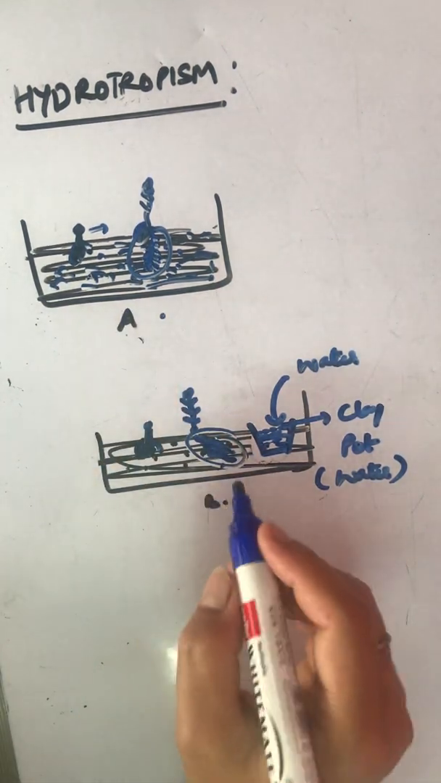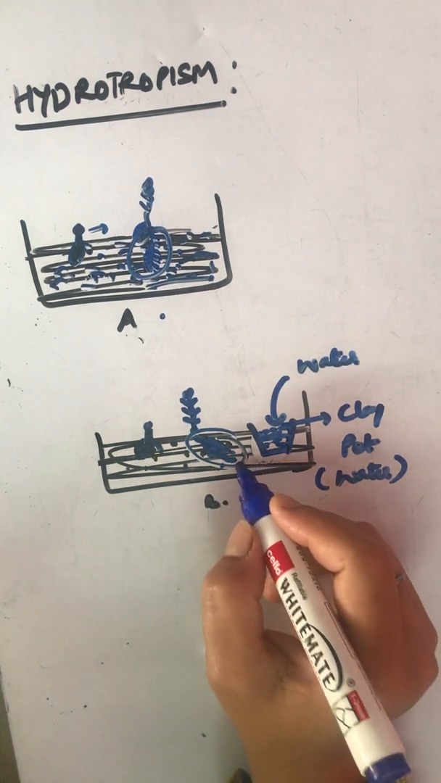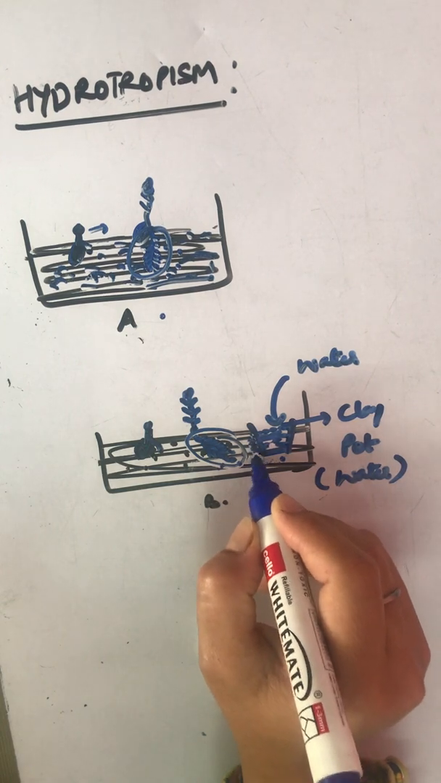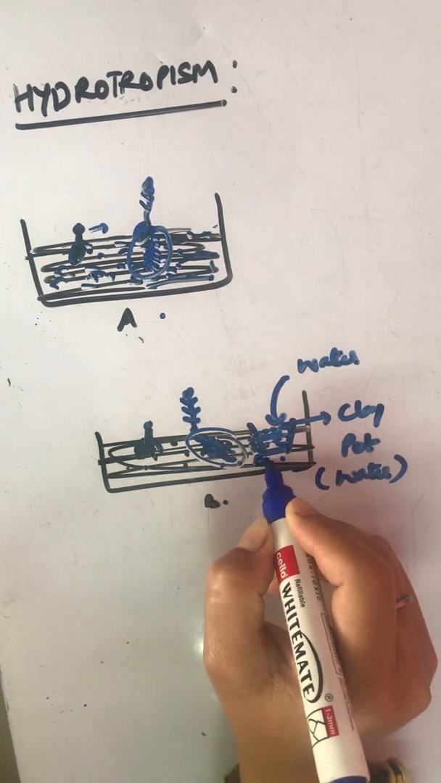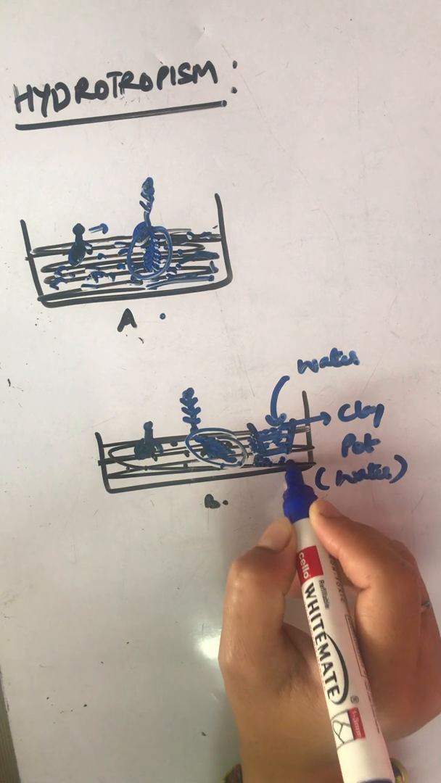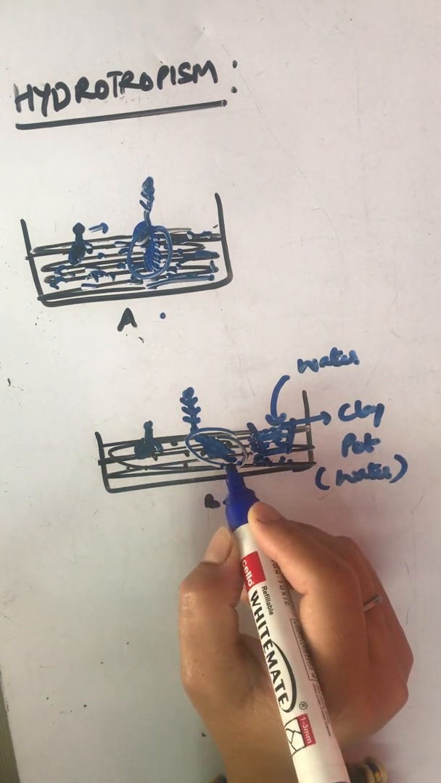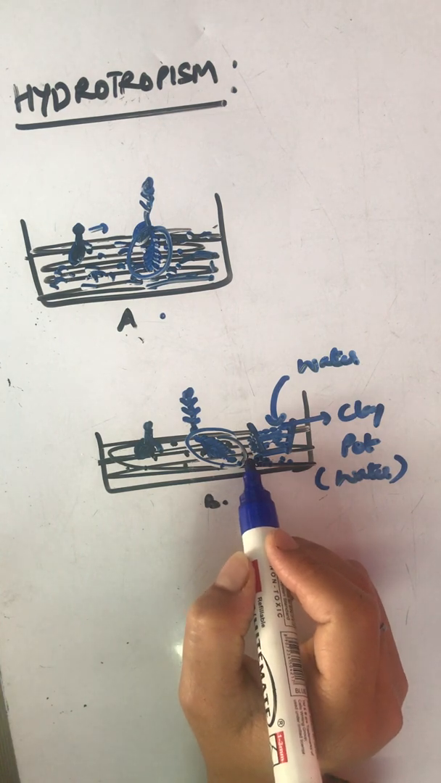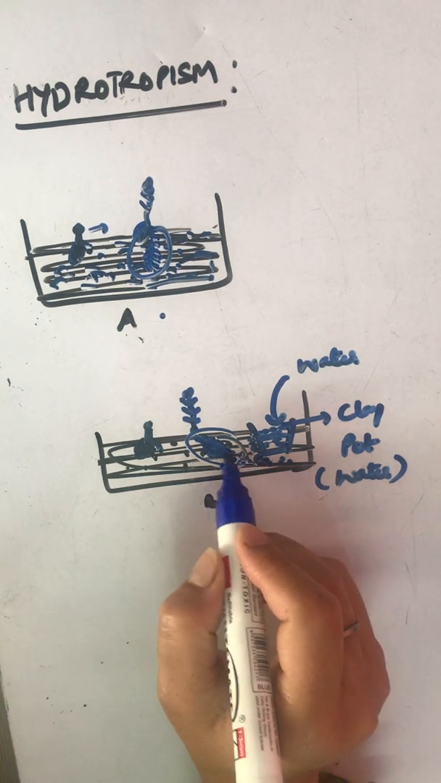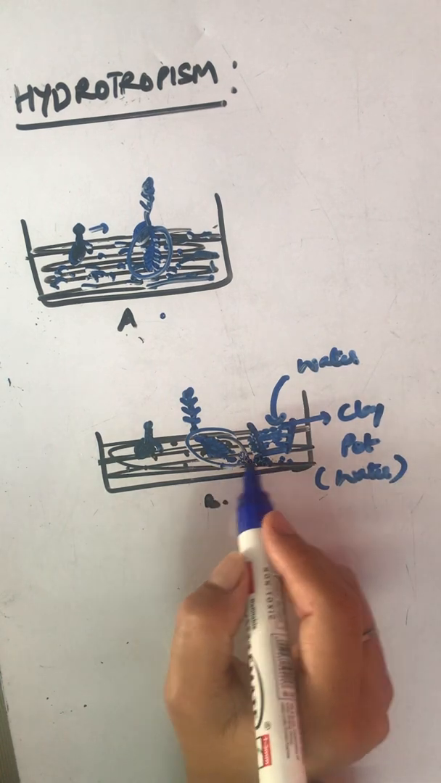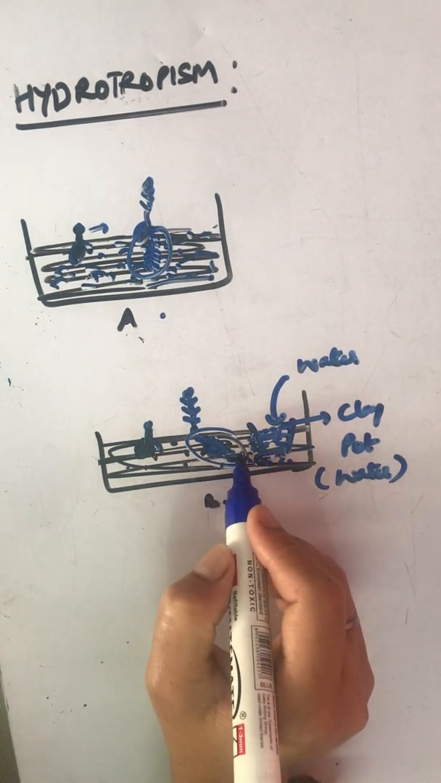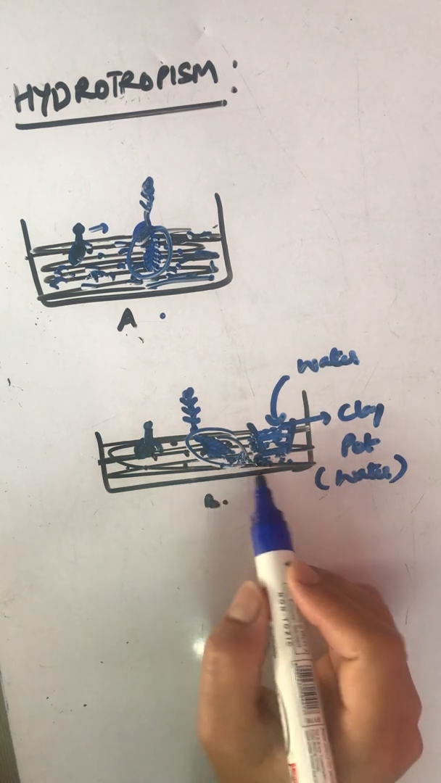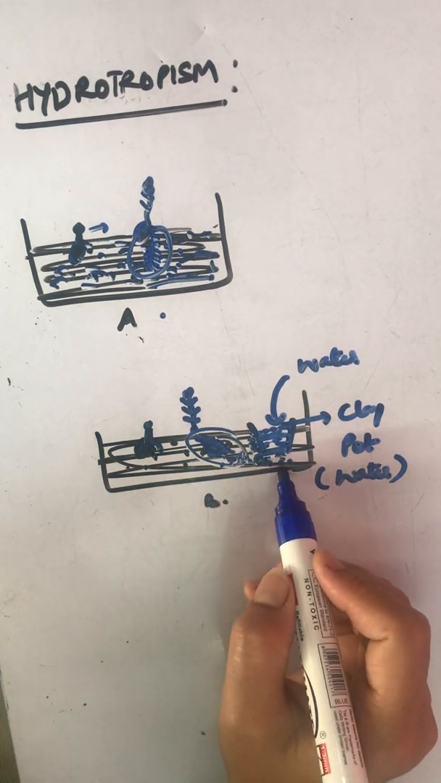On the other hand, in trough B, the roots of the seedling only get water that oozes out of the clay pot, whatever is present coming out of the clay pot. So the roots grow by bending towards that direction, because whatever the available water, the root has to reach there. That is only possible if the root grows towards that direction. Therefore, the root of the seedling grows by bending towards the direction of the clay pot.